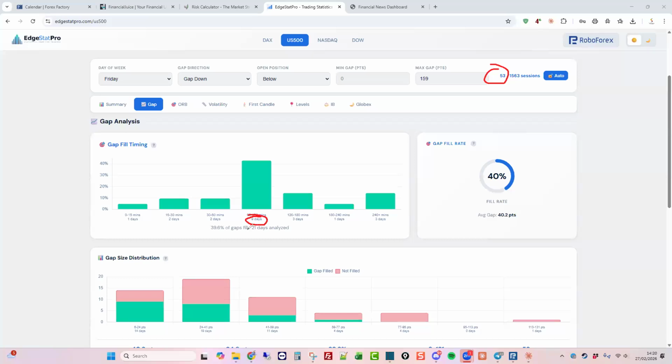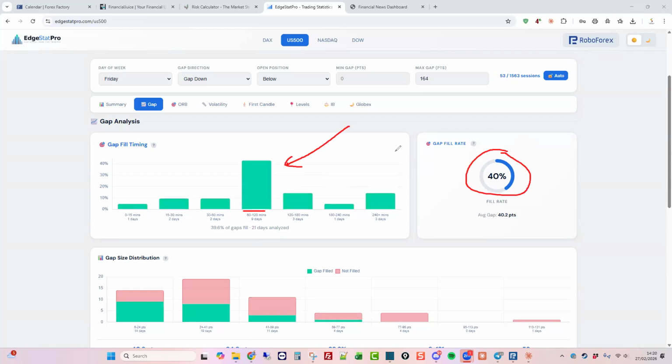9 of those 53 sessions filled the gap within, see, I've written over it, 60 to 120 minutes. So we know that if that 40% gap fill is going to happen today, the likelihood is it's going to happen within 1 to 2 hours.